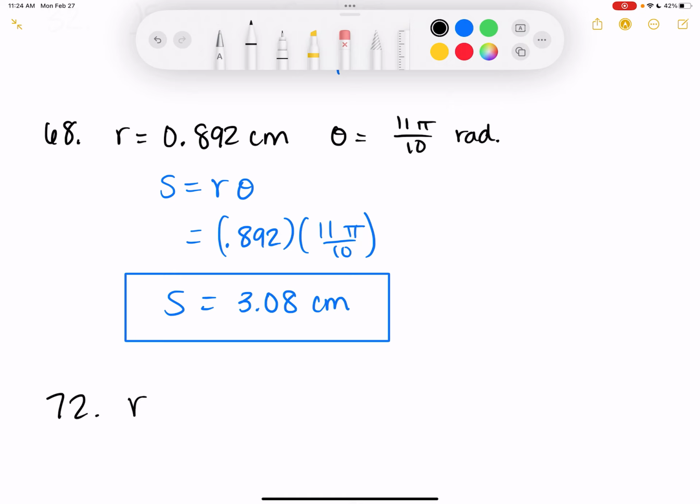72. R equals 71.9 centimeters. Theta is 135 degrees. So what do I need to do? You need to convert theta to radians. That's known off the unit circle, so what is it?